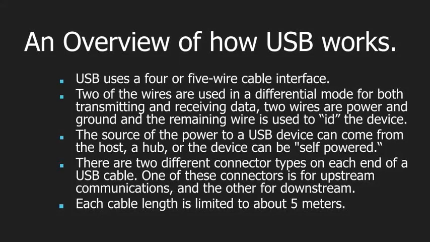A USB cable uses a 4 or 5 wire cable interface. 2 of the wires are used in a differential mode for both transmitting and receiving data. 2 wires are power and ground, and the remaining wires are used to ID the device that the cable is plugged into. The source of the power to a USB device can come from the host, a hub, or the device can be self-powered. There are 2 different connector types on each end of a cable. One of these connectors is for upstream communications, and the other is for downstream communications. Each cable is limited to no more than 5 meters in length.